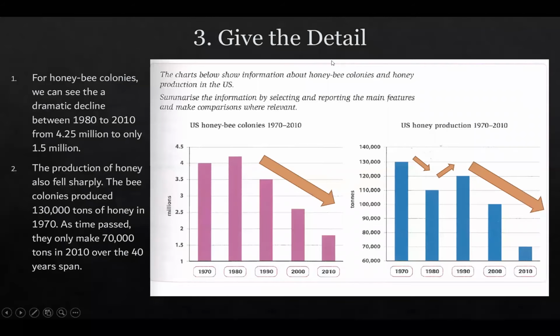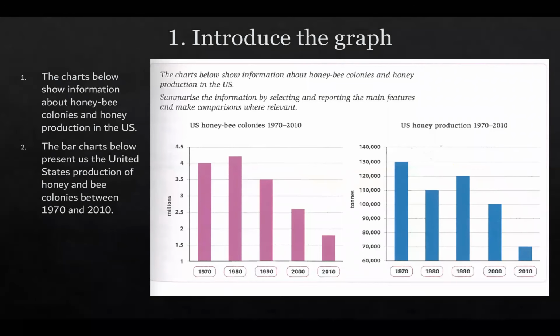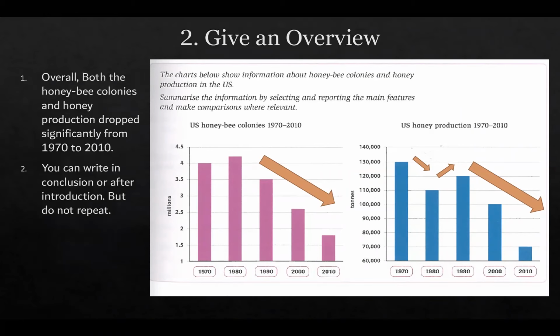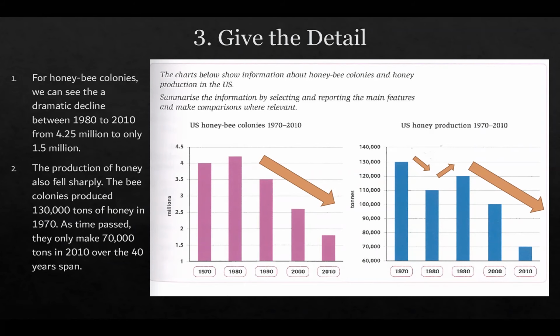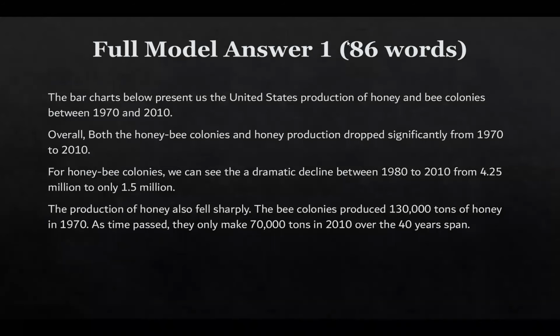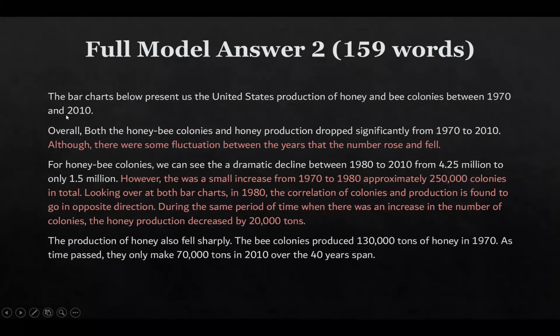Well, just remember 3 things. Introduce the graph, give an overview, give the detail. Okay? So when we combine these 3 steps together, we come up with 86 words, but it's not enough. We need 150 words. So I increase details, more details.